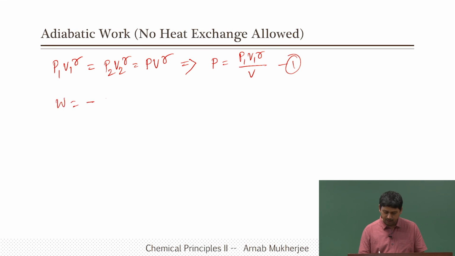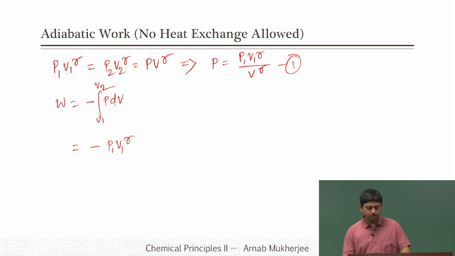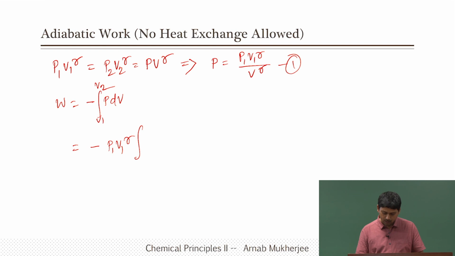Which is minus integral of P dV from V 1 to V 2, and we are going to replace the pressure from this expression, where P 1 V 1 to the power gamma is a constant. So, from this I am getting P 1 V 1 to the power gamma by V to the power gamma. So, now I am getting the correct one, dV by V to the power gamma, that is fine now.